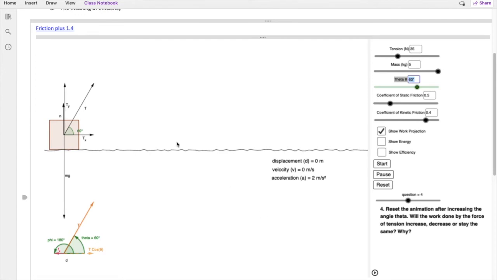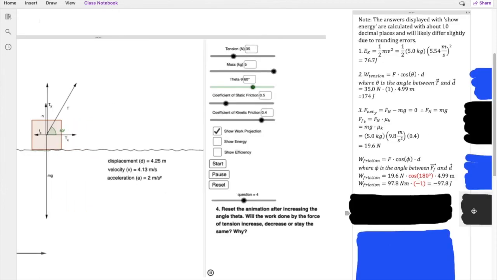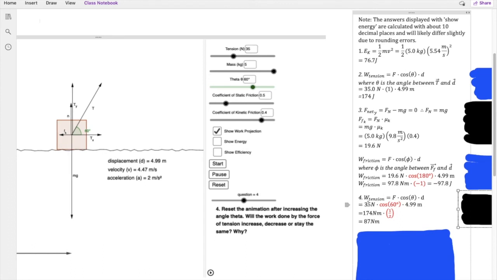Now that you've made your prediction, let's take a look. So we can start and run our animation, and you'll probably notice that the x component of the tension is significantly smaller than it was before. All right, so to calculate the work, the only thing that we need to change from our original calculation up here is, well, now the angle theta is no longer 0, but 60 degrees. So it's clearly marked here in red. Cosine of 60 degrees is 1/2. You can use your unit circle for that.